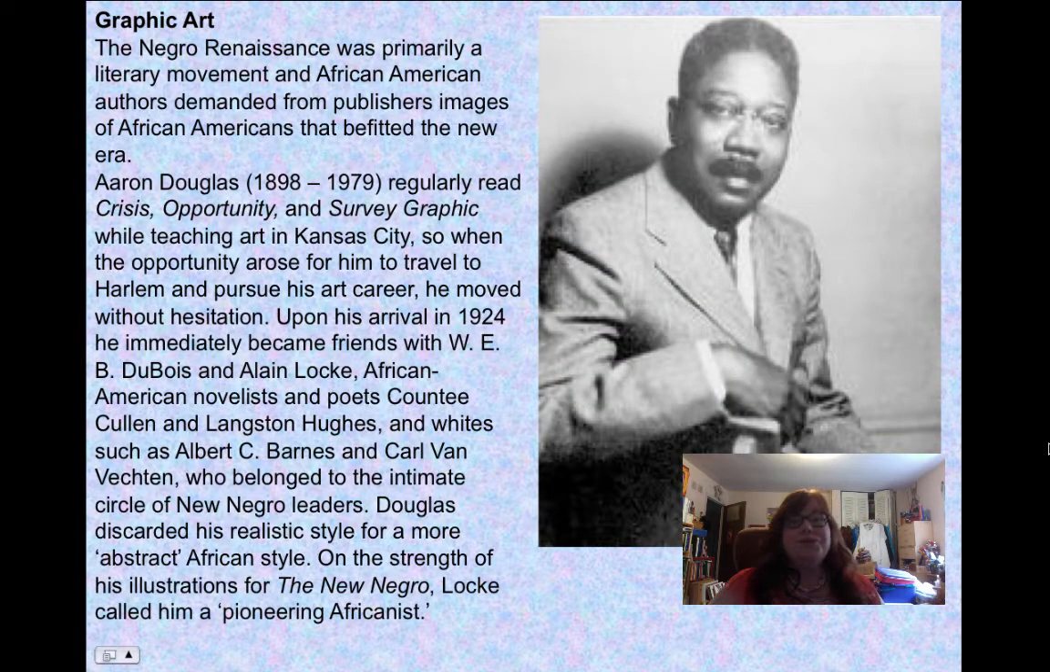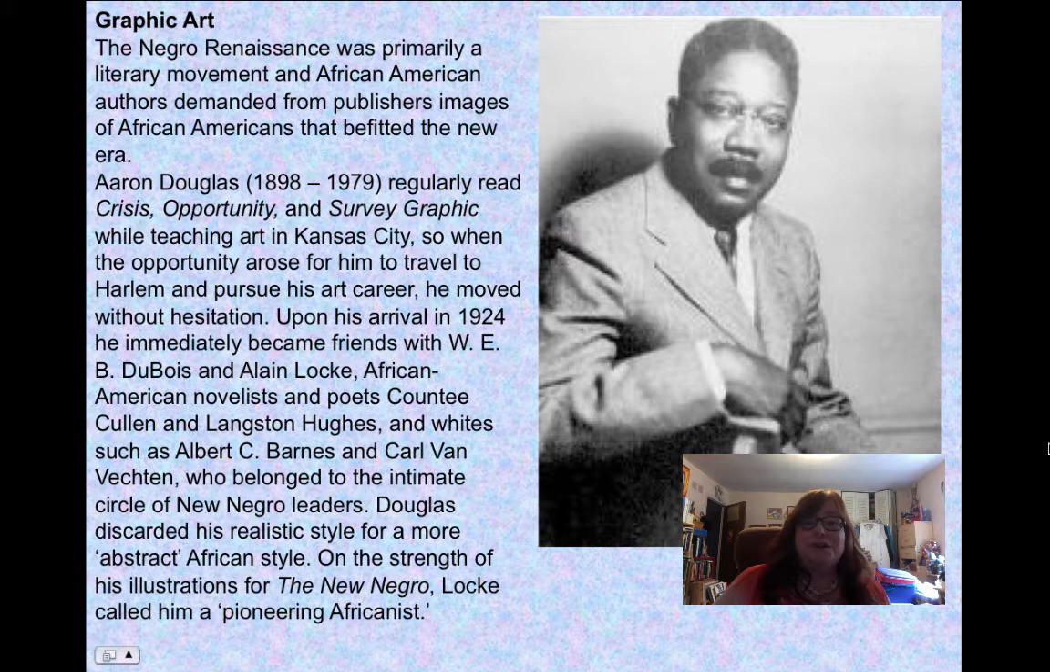What I'm going to move on to is talk about artists working in graphic design. So, what's interesting about the Harlem Renaissance or the Negro Renaissance is it was predominantly a literary movement where we have people like Aaron Douglas. Oh, wait, Aaron Douglas is a visual artist, but he became an illustrator to illustrate the images that African American writers were publishing in magazines like Crisis, Opportunity, Survey Graphic.